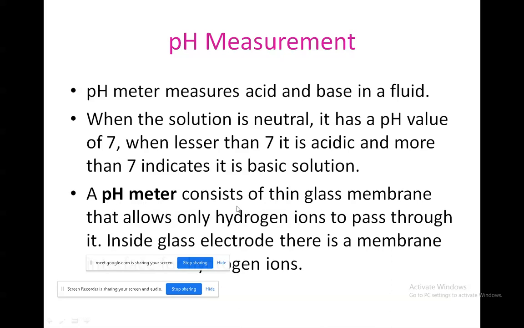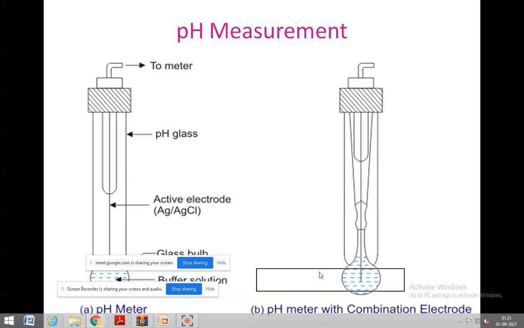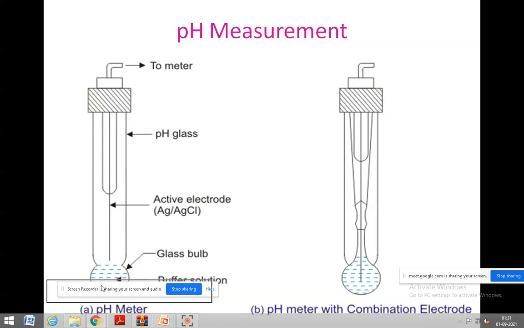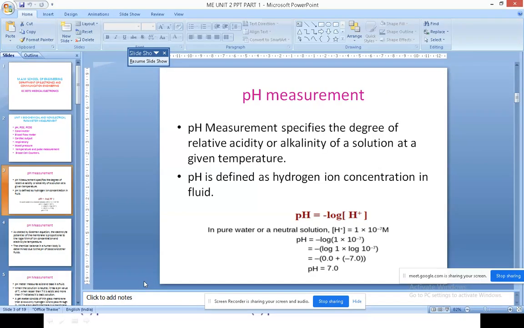So here a pH meter consists of a thin glass membrane that allows only hydrogen ions to pass through it. In the pH meter you will have a thin membrane that will allow only the hydrogen ions to pass, so the remaining ions will be blocked. It will permit only the hydrogen ions to enter into it.